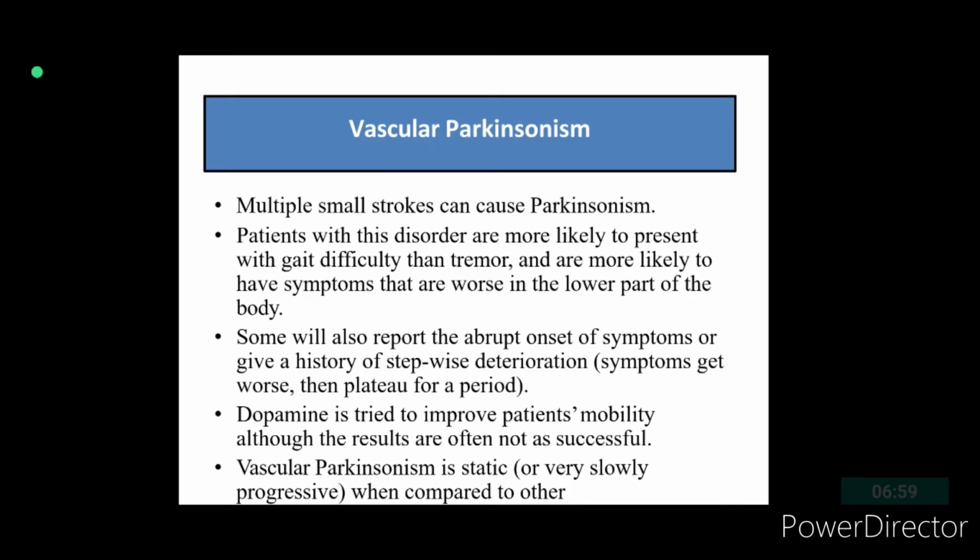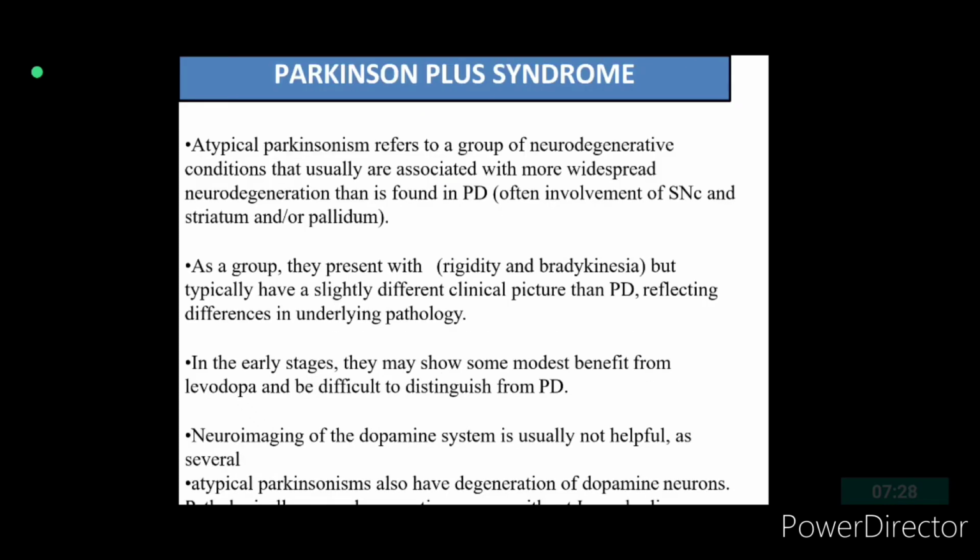Levodopa is tried to improve patients' mobility, although the results are not often as successful. Vascular Parkinsonism is a static or very slowly progressive disease when compared to other Parkinsonisms.